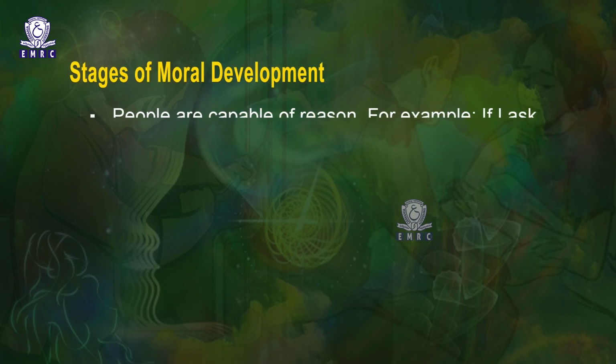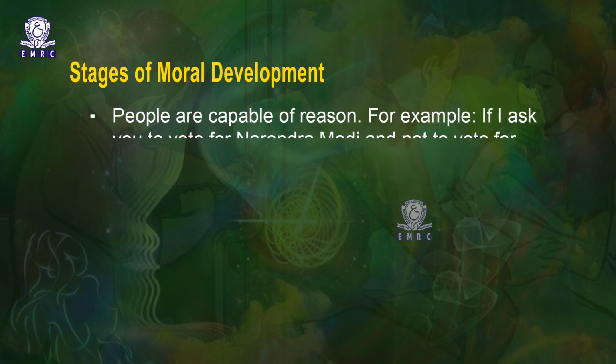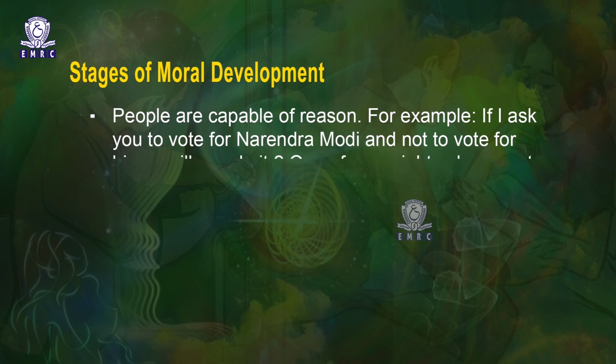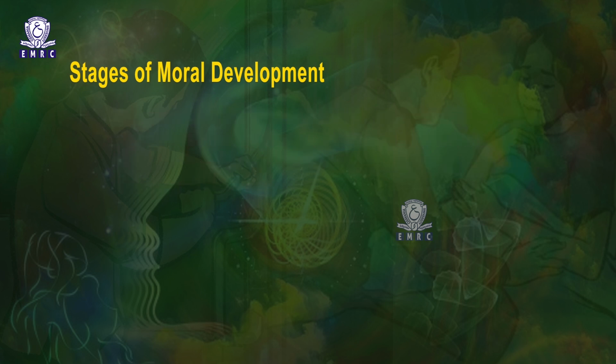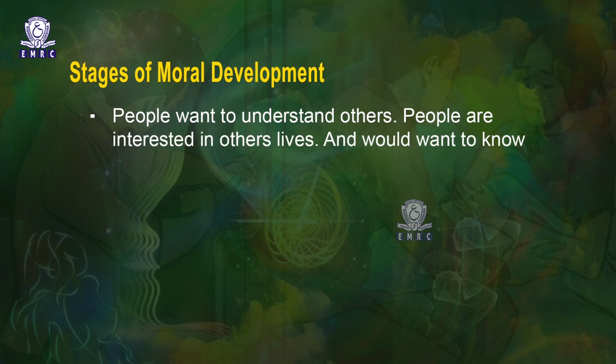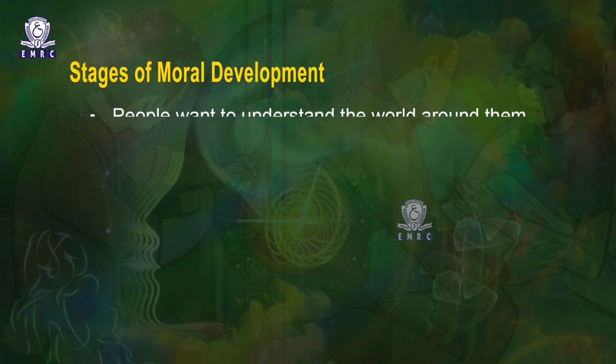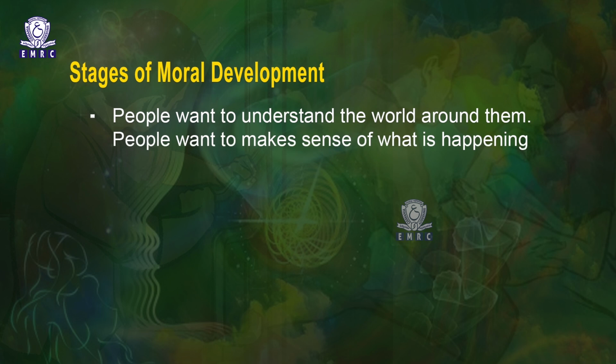And according to these stages, assume that people are capable of reason. For example, if I ask you to vote for Narendra Modi and not to vote for him, will you do it? One of you might ask me as to why you should vote for Modi. So, you reason. Number 2, people want to understand others. People are interested in others' lives and would want to know them more. And third, people want to understand the world around them. People want to make sense of what is happening around them.